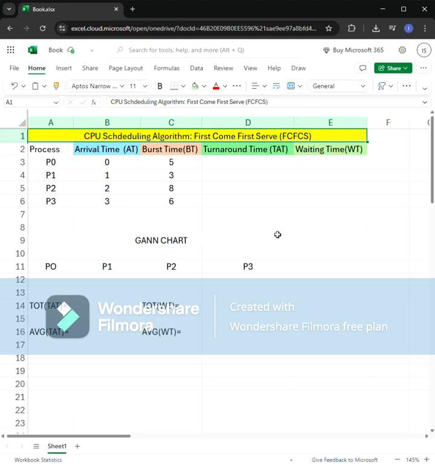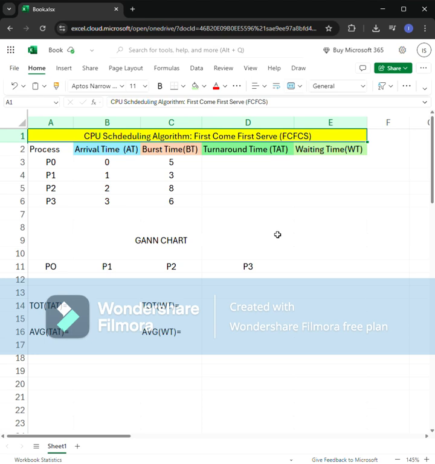In this table, we will see the arrival and burst time already have a set of numbers. We have 0, 1, 2, 3 in arrival time, and in burst time we have 5, 3, 8, 6, before we get the results of completion time, turnaround time, and waiting time. Let's get the Gantt chart first.